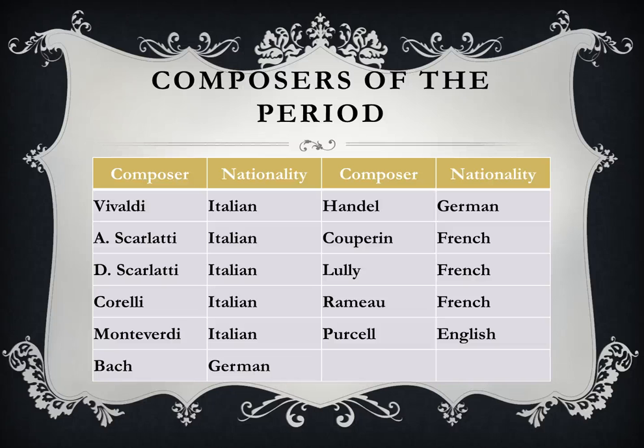So the most famous composers of the period, the ones that you would mainly know, would be Vivaldi, Corelli, Monteverdi, Bach, Handel, and Purcell. The other ones are certainly very famous, but they're the ones that you would be more familiar with.